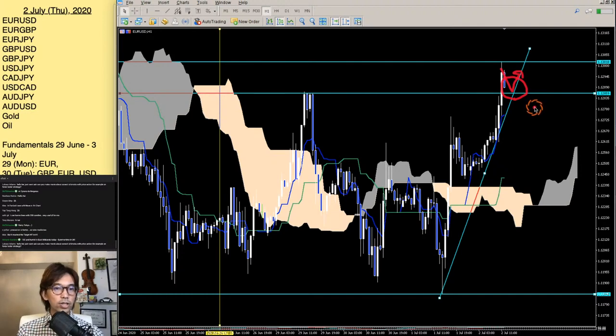But I also expect that the price might come back to Kijun-sen or come back to Kumo too. And this is where we need to understand money management skill. If you're risking too much, then you might lose a lot of money. So it's very important to know how many percent risk you're taking per trade.